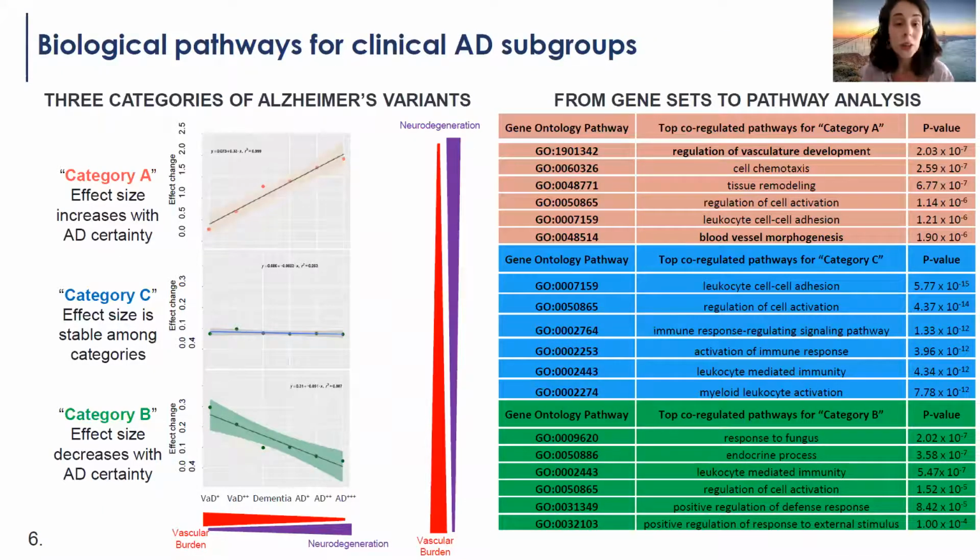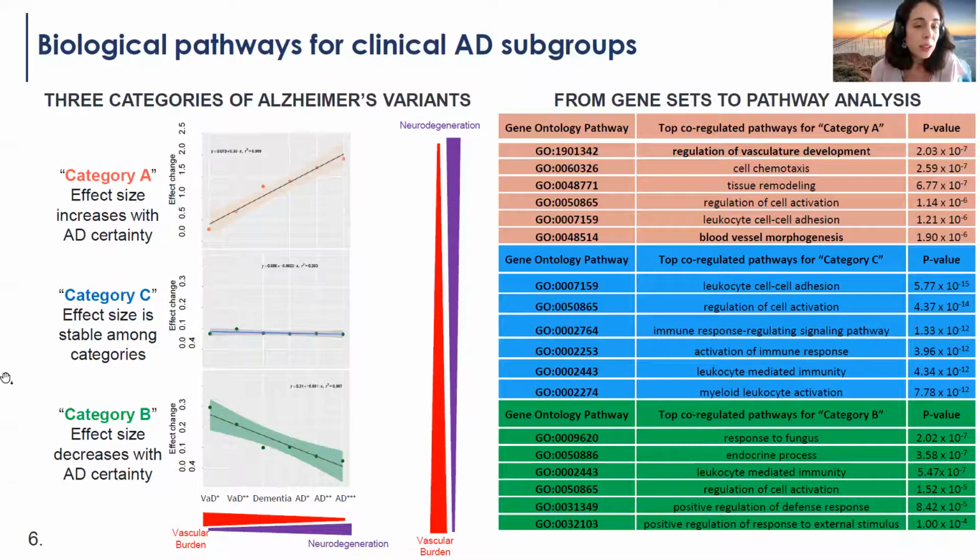So after conducting this analysis, in fact, we were able to identify 3 categories of Alzheimer's disease variants. We detected category A, which were those variants presenting an effect which increases with AD certainty, or in the same way, which increases if we enrich the subset of Alzheimer's disease patients with those presenting a more pure phenotype of Alzheimer's disease.